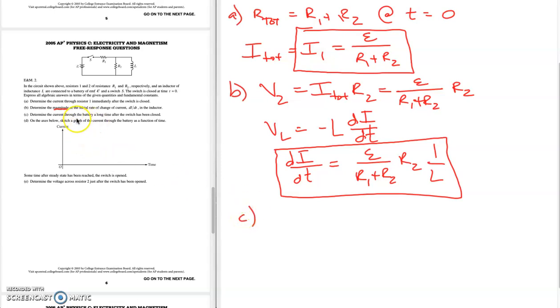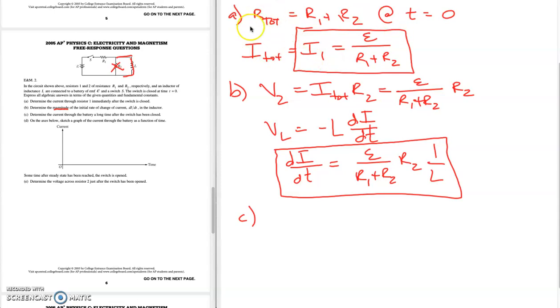C, a long time after the switch has been closed. Now, a long time after the switch has been closed, the current through the inductor has reached its maximum, and it now acts just like a wire. So all of the current is going to be going through this branch on the right, and there's going to be no current through R2.